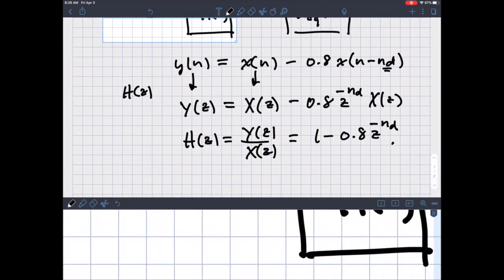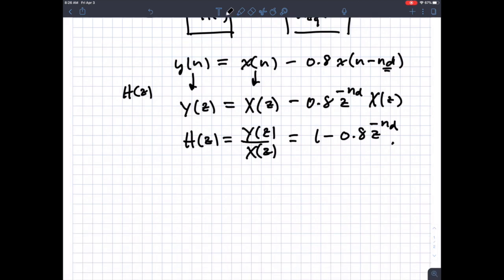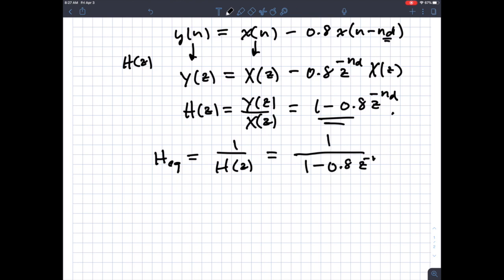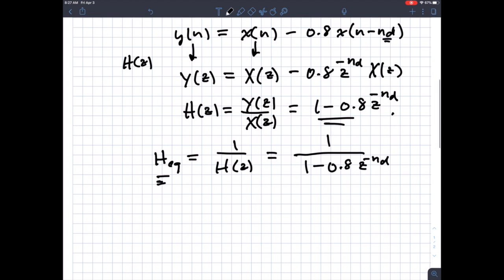Okay, so awesome. This is the transfer function H(z). If I wanted the equalizer, then that would just be 1 over H(z) in this case. That's pretty easy: 1 over 1 minus 0.8 z to the minus nd. So that's the equalizer transfer function.